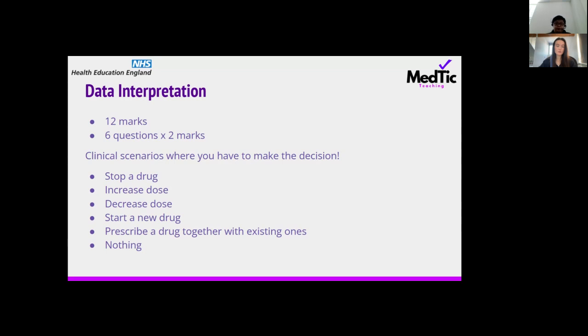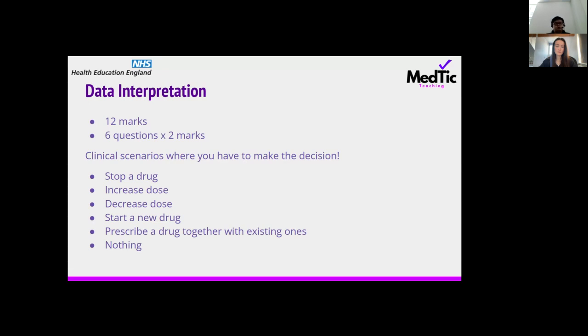In these scenarios, you as the doctor will have to make one of the following decisions. You can choose to stop a drug that they are currently on. You can increase a dose of a drug. You can decrease a dose of a drug. You can even start a new drug if you wanted to, or prescribe another drug together with the existing ones to improve treatment or efficacy. Or in some instances, you absolutely don't have to do anything at all. This just tests your judgment and your clinical knowledge to see what's the most appropriate next management step.